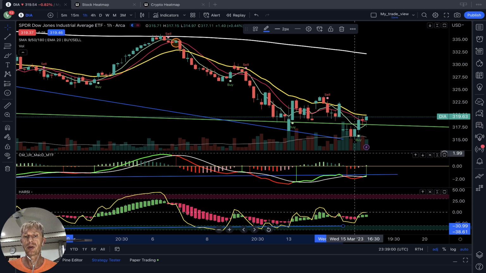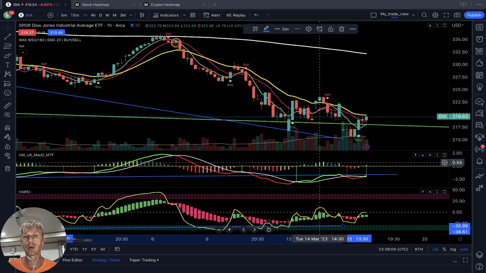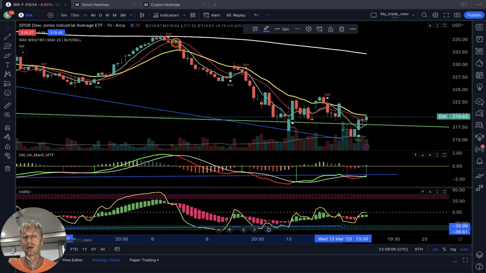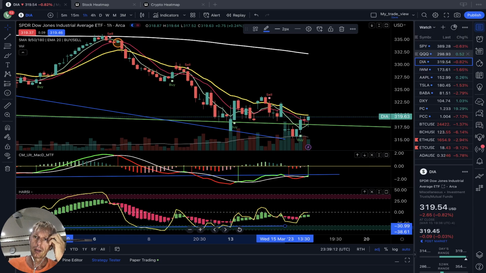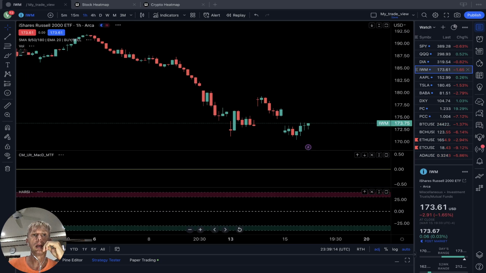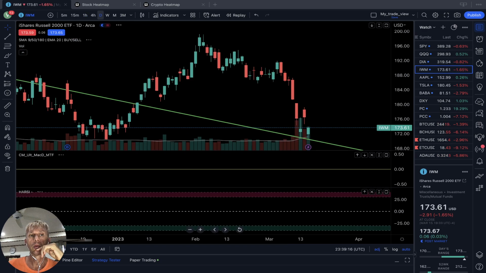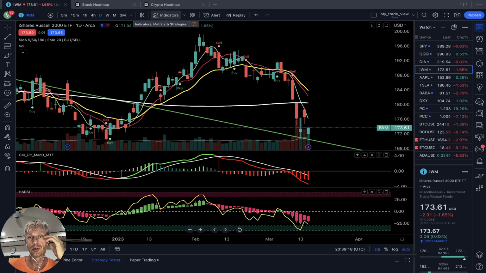On 1 hour time frame, it also has bullish divergences, right? RSI, look at it, uptrend. Price action, downtrend. MACD, uptrend. RSI, uptrend. On 1 hour time frame, it has bullish divergences. Let's move to Russell 2000 daily.